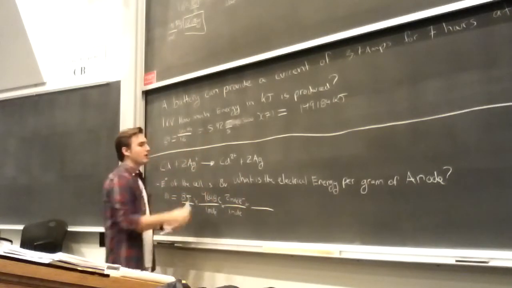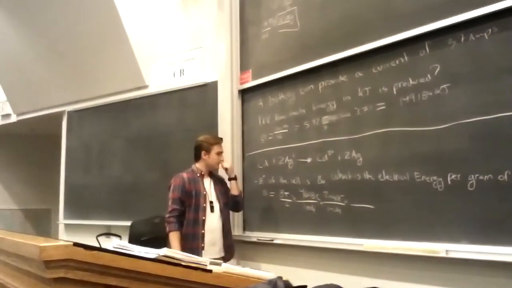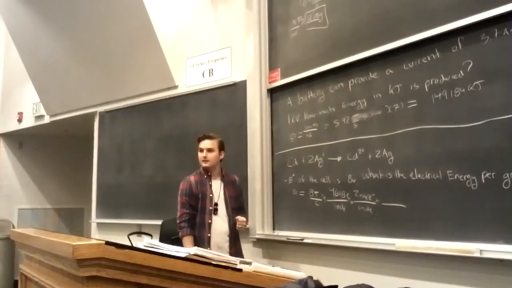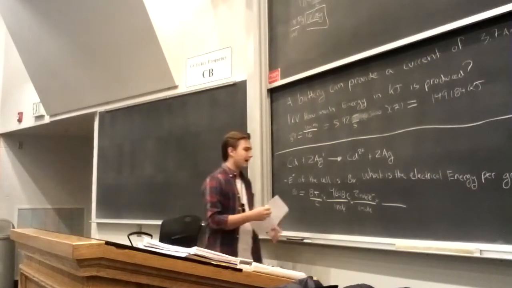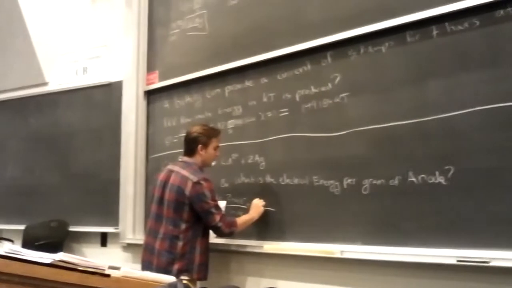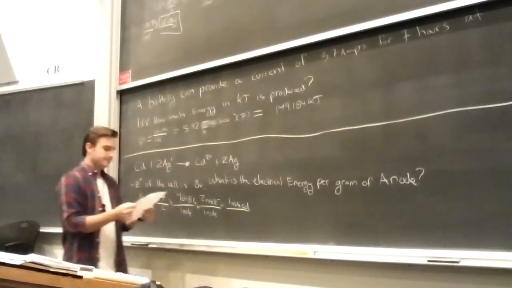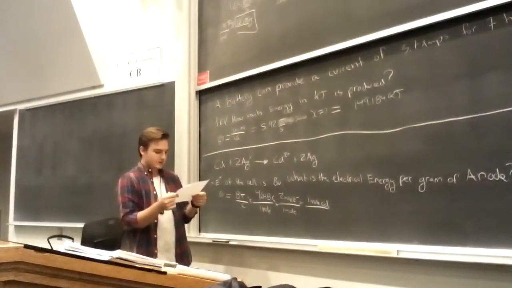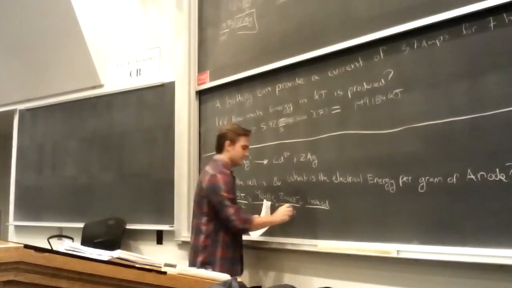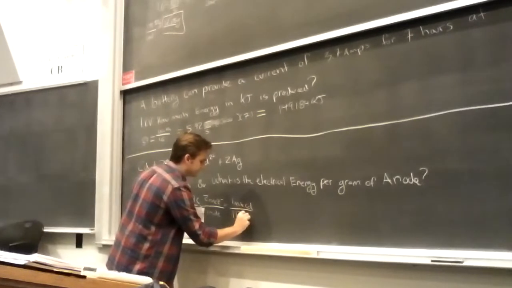Now I want to know per gram of anode, so which one is the anode over here? What's being oxidized? My cadmium. Exactly. Good job, you guys. So for every 1 mole of cadmium, right, how much does that weigh? It weighs 112.4 grams. Right, now you just get that off the periodic table.